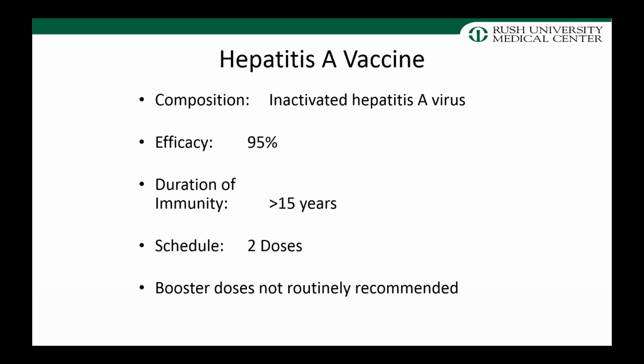The hepatitis A vaccine is composed of an inactivated hepatitis A virus, so there is no risk of developing infection from the vaccine. It is a highly effective vaccine leading to immunity in up to 95% of cases. The duration of immunity is long-lasting, at times greater than 15 years, maybe even lifelong. Booster doses are not usually recommended or required.